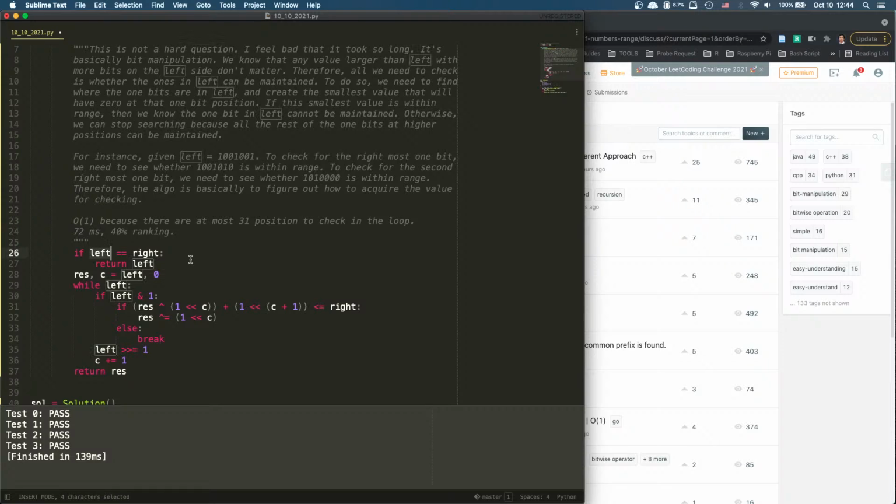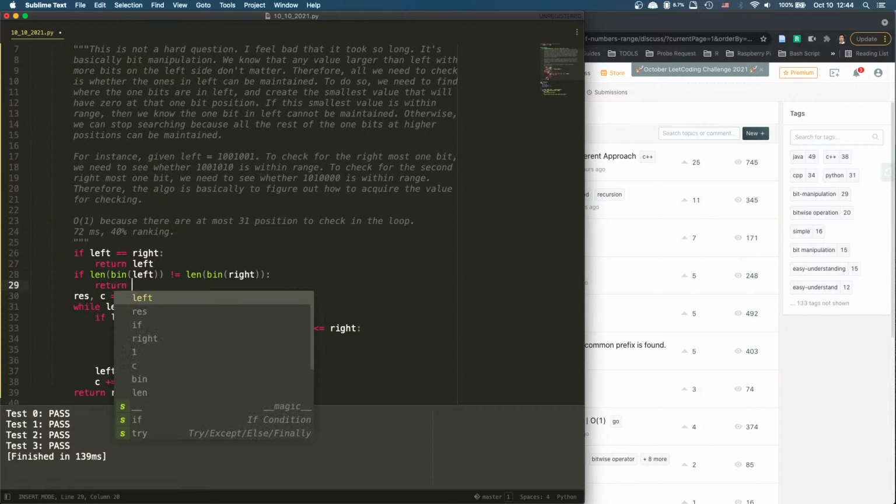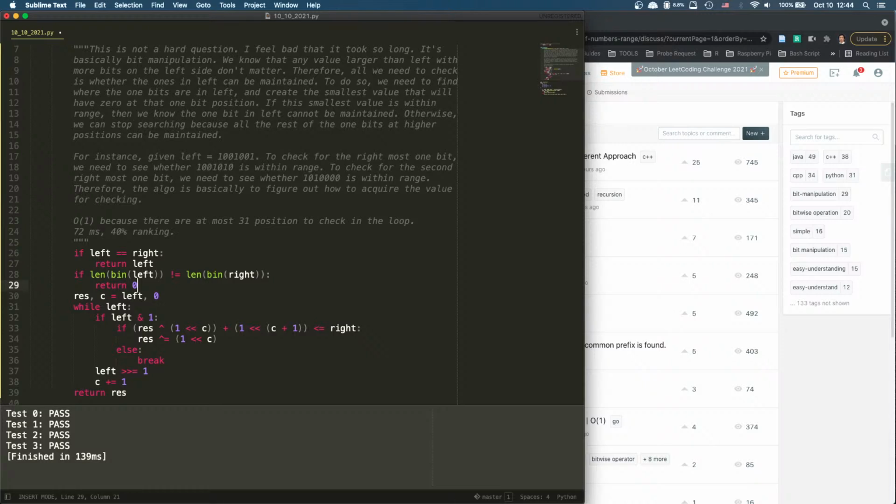So if they're equal, then return left. Then if len binary left is not equal to len binary right, then return 0. So these two are the beginning, right? These are the beginning, and they can eliminate a lot of situations.